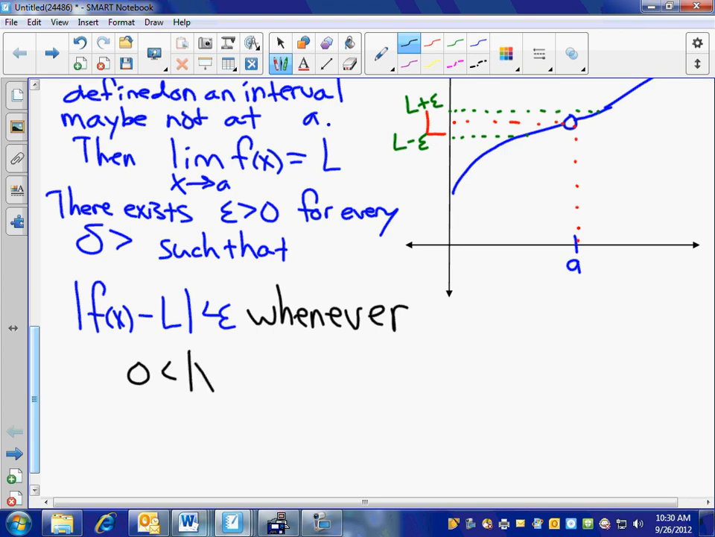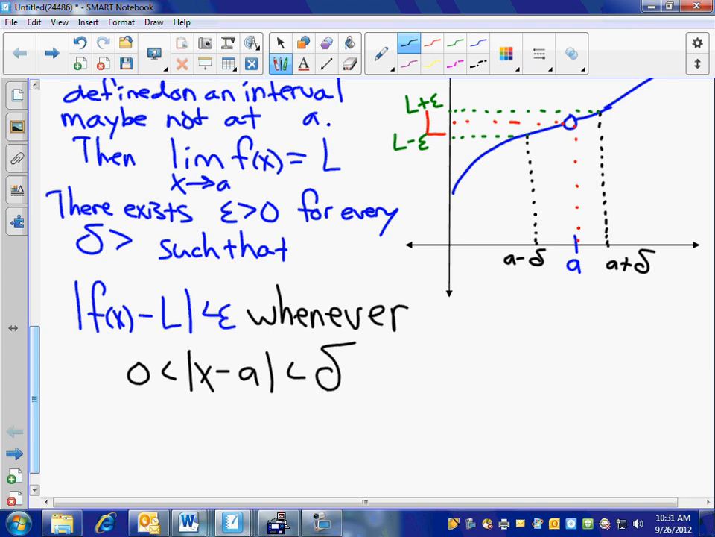So, such that, this happens whenever we have 0 is less than the absolute value of x minus a, which is less than delta. This is also a distance. Remember, distance is the absolute value of something from another object. So if you're negative 2 units from it, then your distance would be 2. So where does this go? This goes along the x-axis. So this would be a minus delta, and this would be a plus delta.